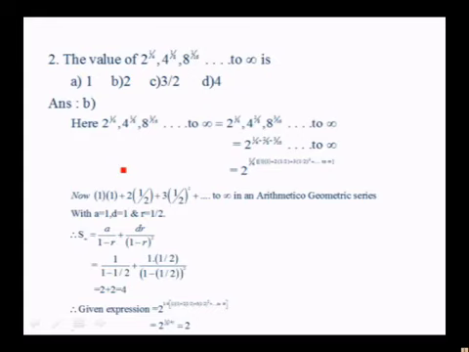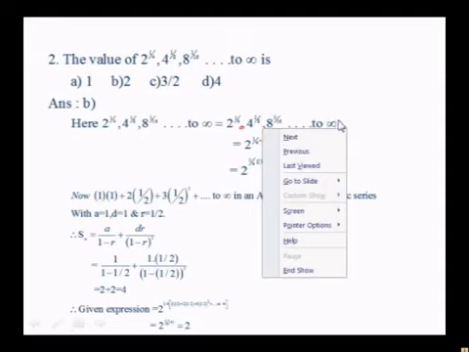Next question, the value of 2 to the power of 1 by 4, 4 to the power of 1 by 8, 8 to the power of 1 by 16, etc. to infinity is 1, 2, 3 by 2, 4. Here, 2 to the power of 1 by 4, 4 to the power of 1 by 8, etc. to infinity can be written as 2 to the power of 1 by 4, into 2 to the power of 2 by 8, into 2 to the power of 3 by 16, etc.